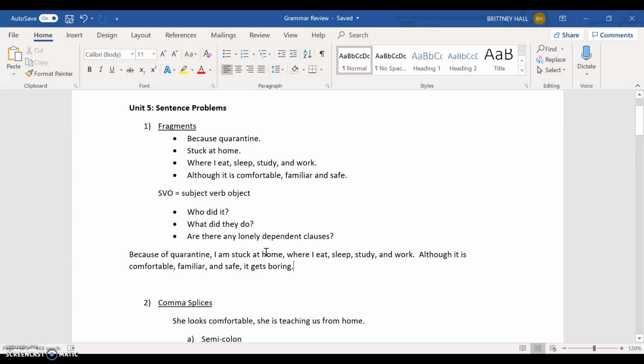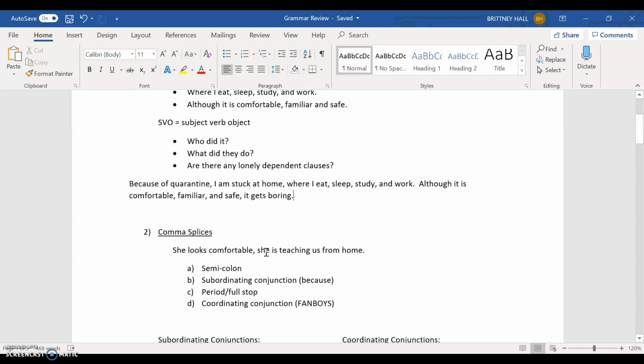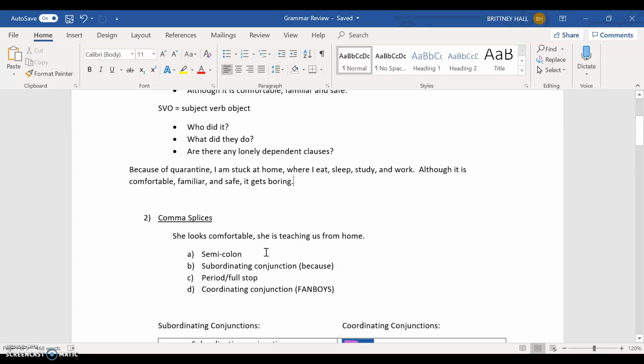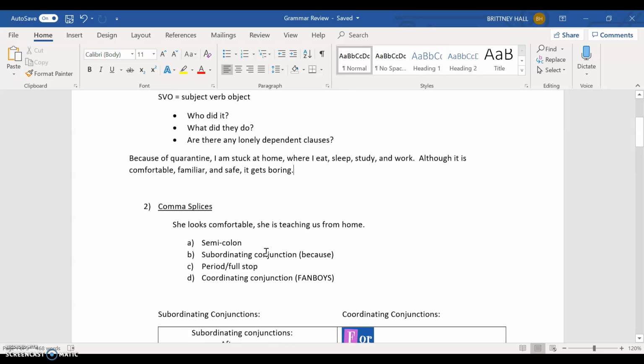If you need a review on independent and dependent clauses or subjects or verbs or objects, I strongly encourage that you go back to units 1 through 4 of our grammar modules and make sure that you're comfortable and familiar with all of these terms, because you do need to understand what they mean in order to succeed on the test. All right, moving on.